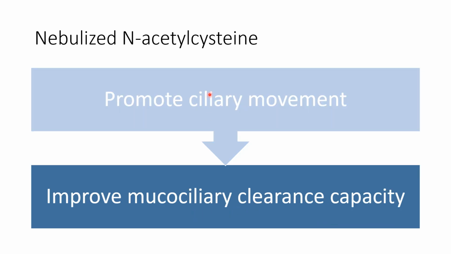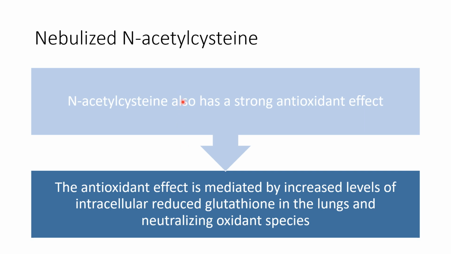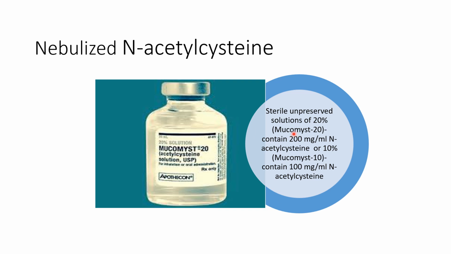It promotes the ciliary movement and improves the mucociliary clearance capacity. It also has an antioxidant effect. It is mediated by the increased level of intracellular reduced glutathione in the lung and neutralizing oxidants. Mucomyst solution of 20% contains 200 mg per ml N-acetylcysteine, and 10% Mucomyst solution is also available, which contains 100 mg per ml N-acetylcysteine.